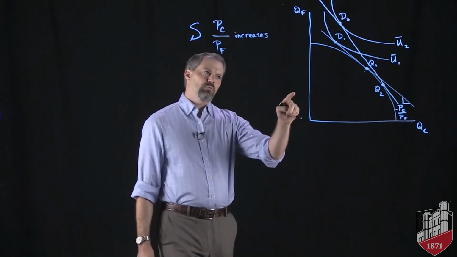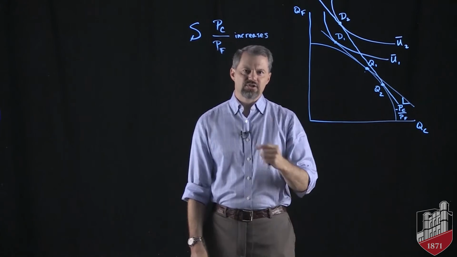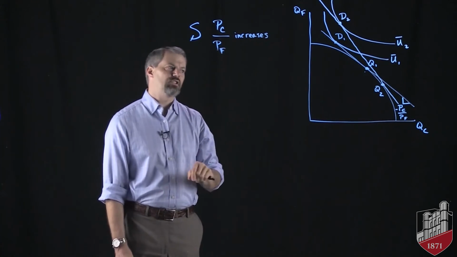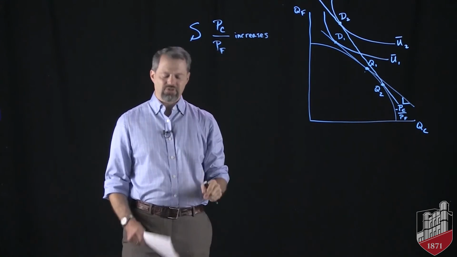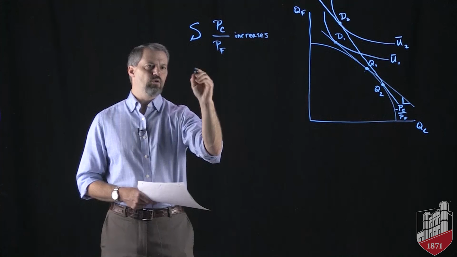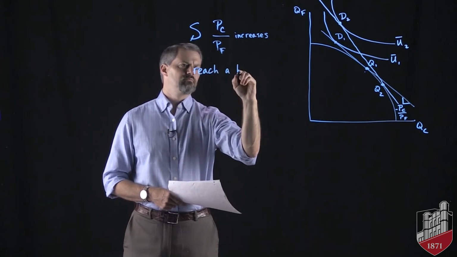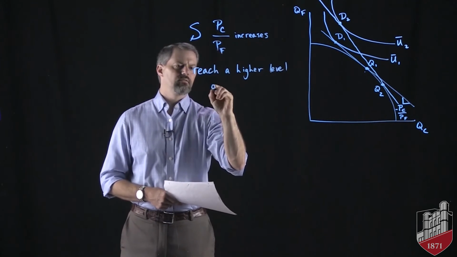So given where we started and where our representative consumer was initially consuming, this change in relative prices makes our consumer better off, right? So we reach a higher utility level. Higher level of utility.